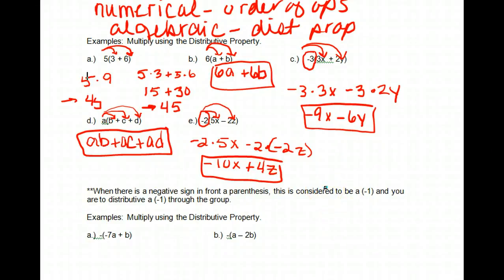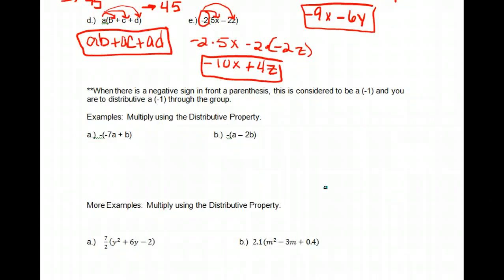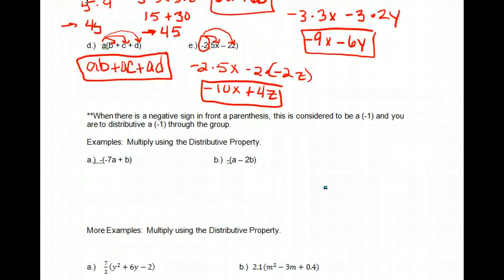Now, one last concept that I do want to point out to you here is that when you have a negative directly in front of a set of parentheses, that is considered to be a negative 1. It's just understood that that minus sign represents a negative 1. So when you see just a negative in front of your parenthesis there, you are going to be distributing a negative 1 throughout that entire group.